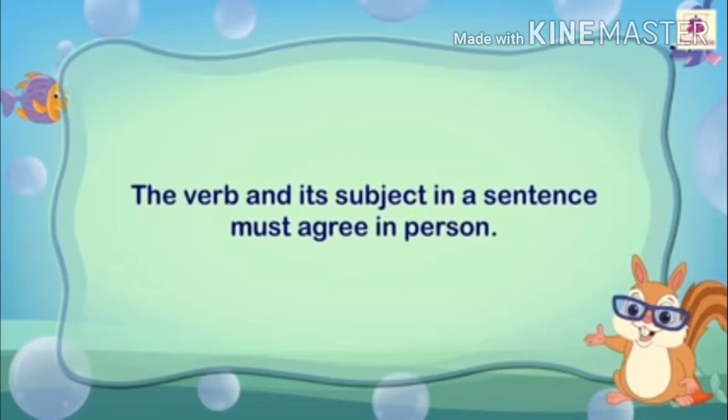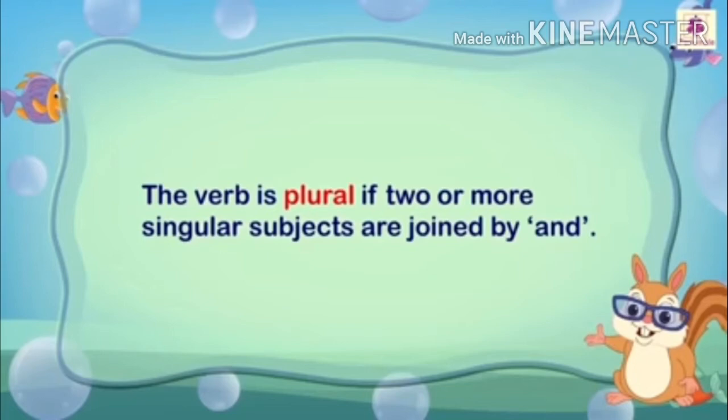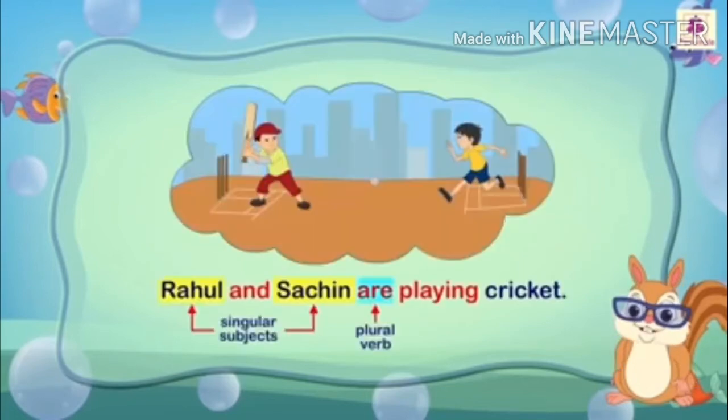So, by this explanation, I would like to tell you that the verb and its subject in a sentence must agree in person. Next we have the verb is plural if two or more singular subjects are joined by and. Yes, with the help of conjunction and, we can join two or more singular subjects and make it a plural subject. For example, Rahul and Sachin are playing cricket. Here you can see that these two singular subjects together make a plural subject, and because of that the verb which follows here is a plural verb.